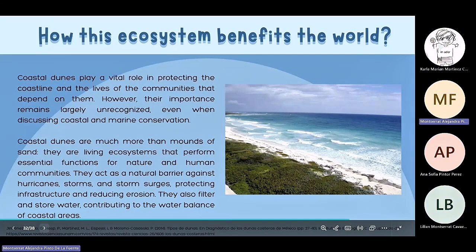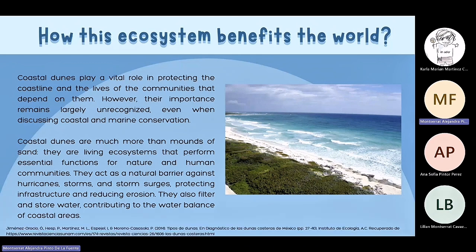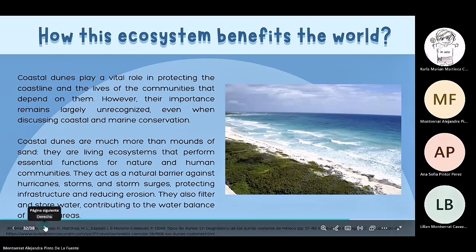Okay, now, how does this ecosystem benefit the world? Coastal dunes play a vital role in protecting the coastline and the lives of the communities that depend on them. However, their importance remains largely unrecognized, even when discussing coastal and marine conservation. Coastal dunes are much more than mounds of sand. They are living ecosystems that perform essential functions for nature and human communities. They act as a natural barrier against hurricanes and storm surges, protecting infrastructure and reducing erosion. They also filter and store water, contributing to the water balance of coastal areas.